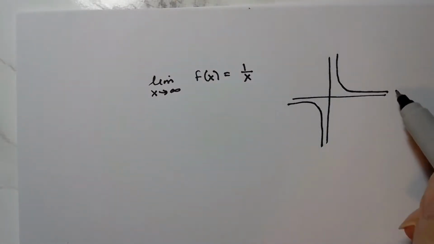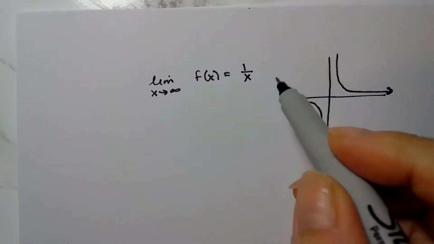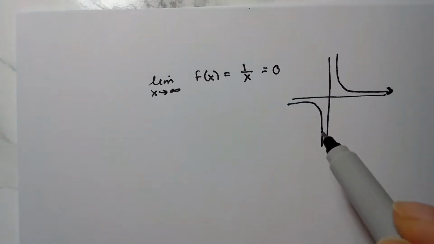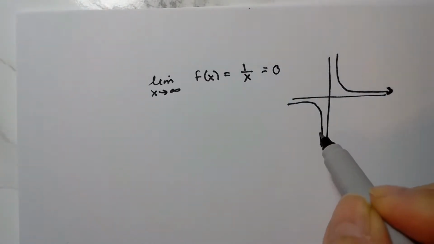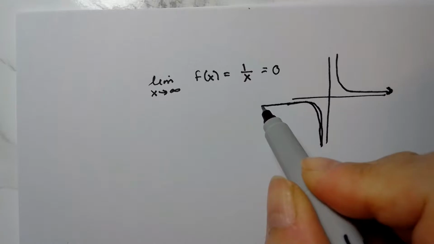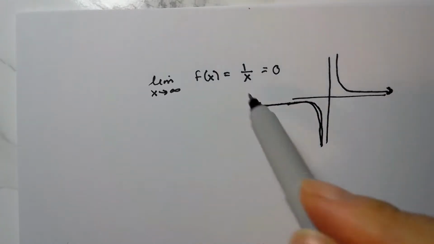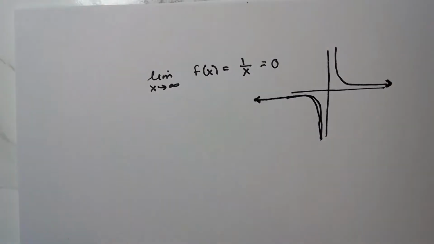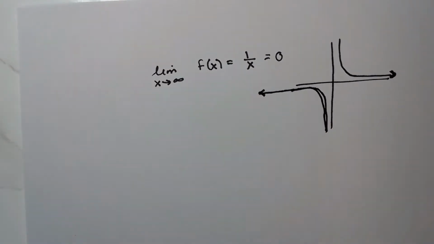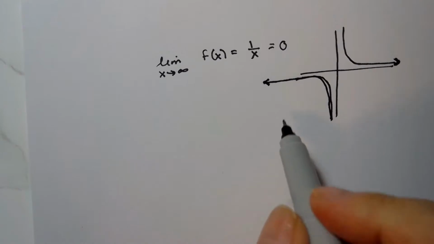But what I know about this graph is as the values of x get really, really big, this graph is going to approach 0, or the limit's going to approach 0. Likewise, in the negative direction, as x gets sufficiently large in the negative direction, it's also going to approach 0. Okay? Well, what happens? Let's think about this for a second, because this is important.